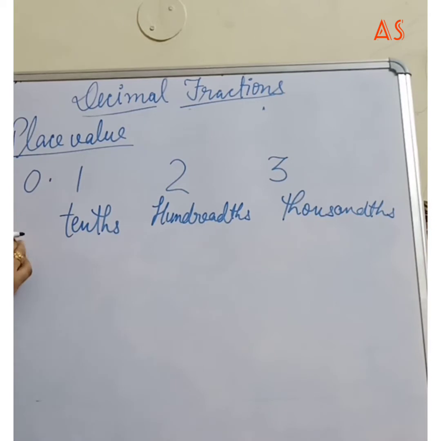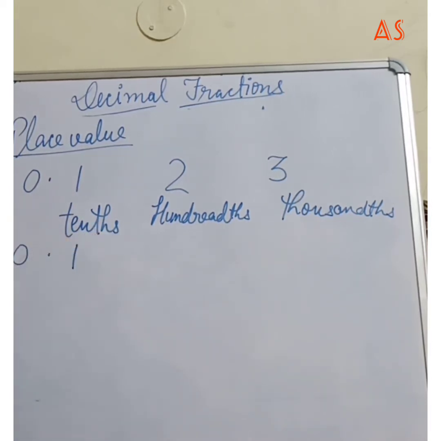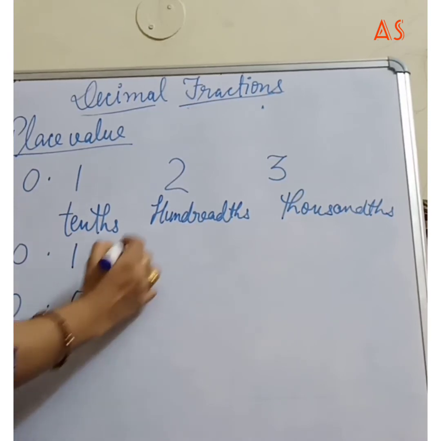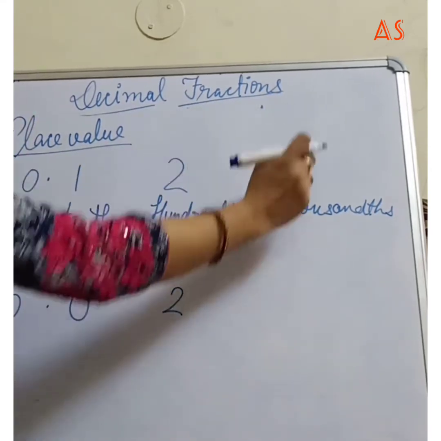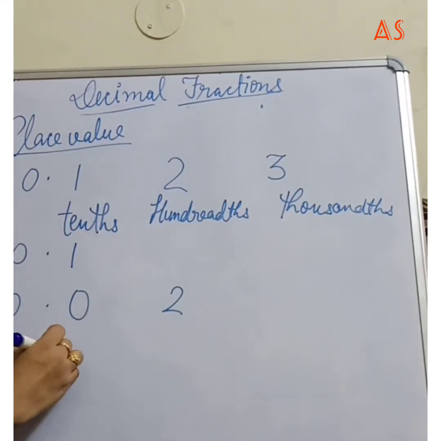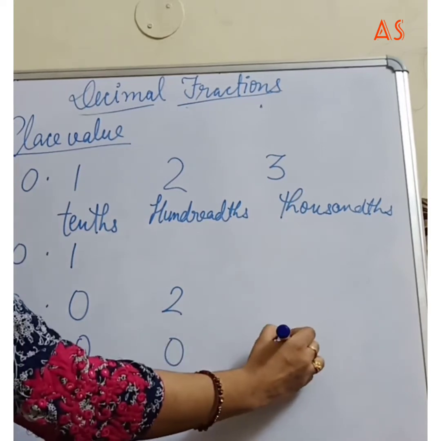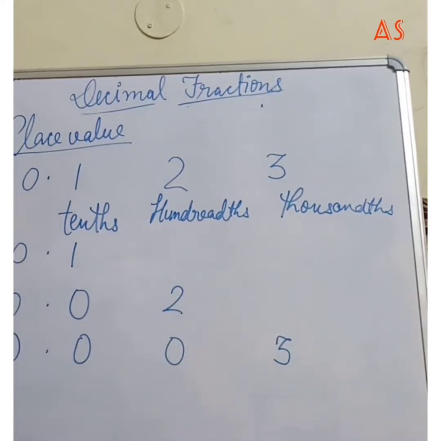And there is another way also. Suppose this place value, so the number before will be 0, 0.1. This place value, the number before will be 0, 0. This becomes 0 and 2 as it is. So place value of 2 is 0.02. Place value of 3, the number before 0, 0.00, then 3. So this way we can write our place value.